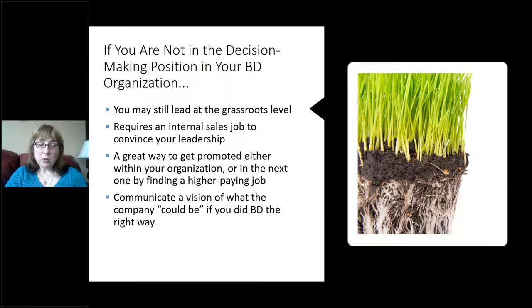So you want to make sure that you communicate a vision of what the company could be if you did business development the right way, and you literally could get up to a 75% win rate. That's the kind of organization that I come from. And we implemented all of those initiatives, did all the training, and that's why we were so highly effective.